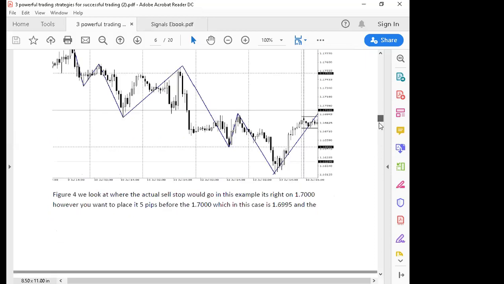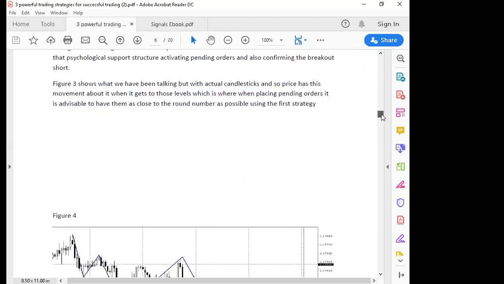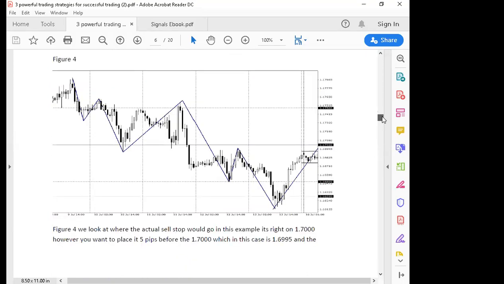All right, so I got my pictures mixed up quite a bit there. Now, figure 3 actually shows what we've been talking about, actual candlesticks. So the price has this movement about it, right? When it gets to close below the level, you can see where the stop losses or take profits would actually be, right?